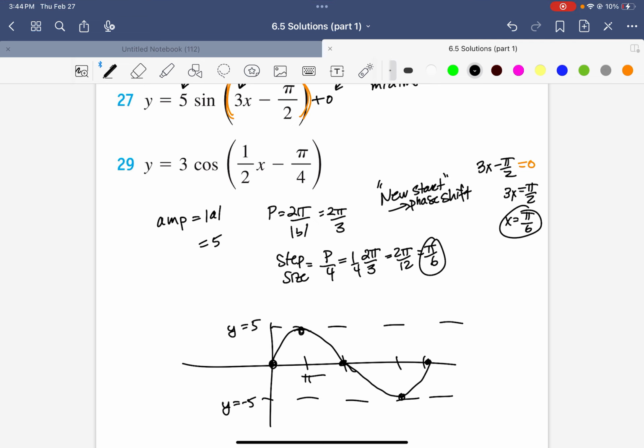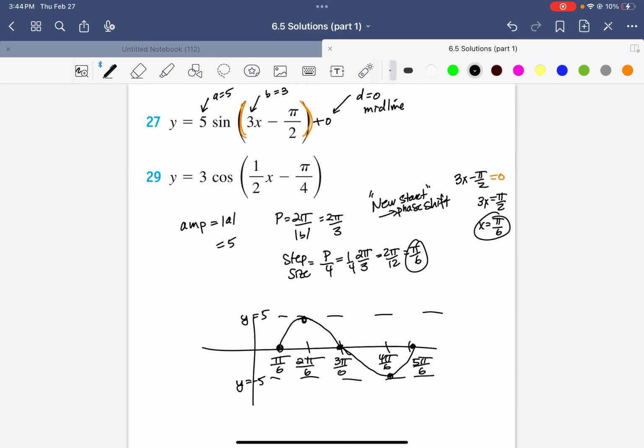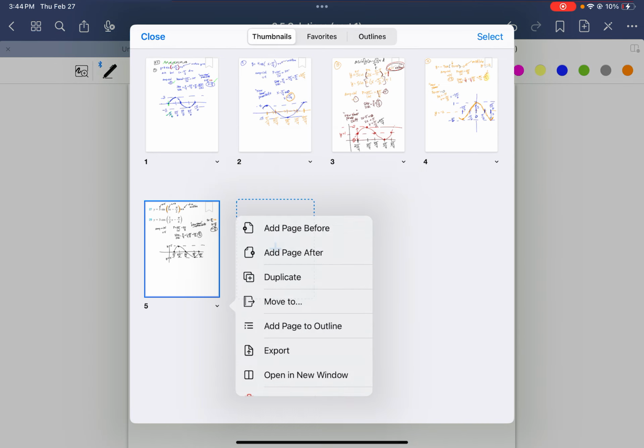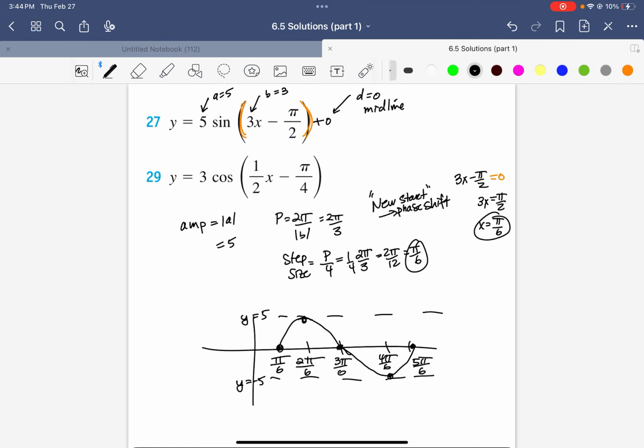Well, I start off, actually, let me go back. I start off over here at pi over 6. So I start off at pi over 6, and I take one step to 2 pi over 6, then 3 pi over 6, 4 pi over 6, and 5 pi over 6. And there is my graph. Good job. So then when we're ready to do 29, I can just duplicate that page.